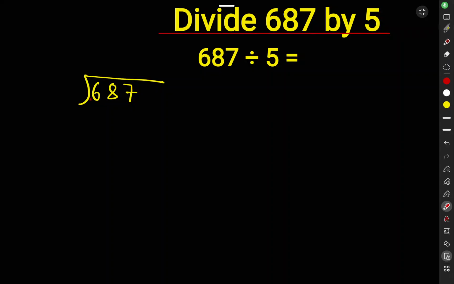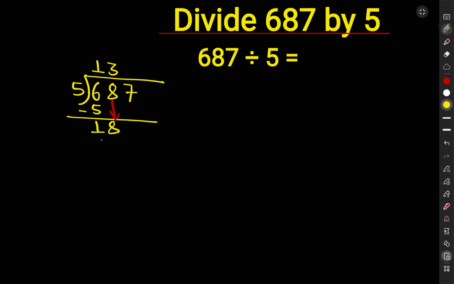We divide 687 by 5 in the long division method. 5 times 1 is 5. On subtracting we get 1. So again we put down this 8 and it is 18.